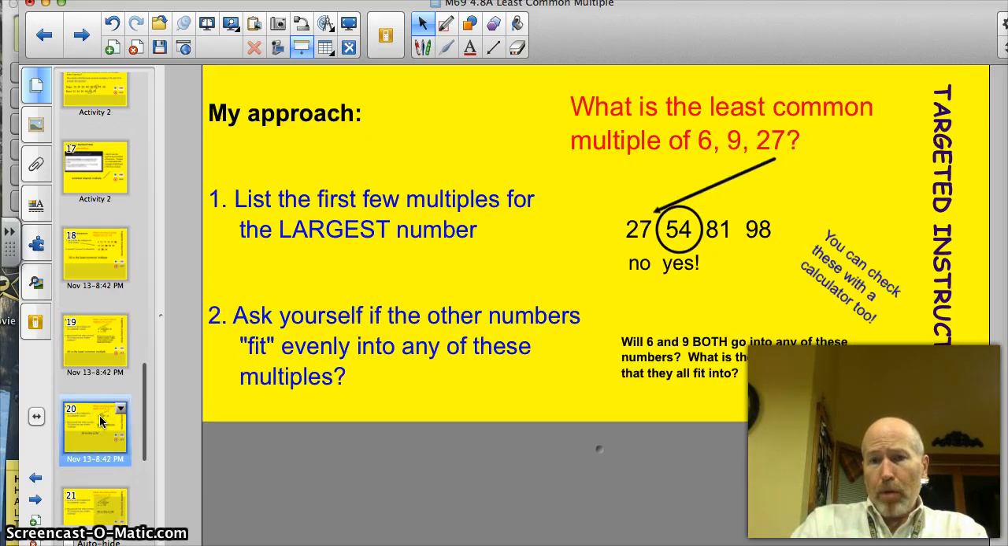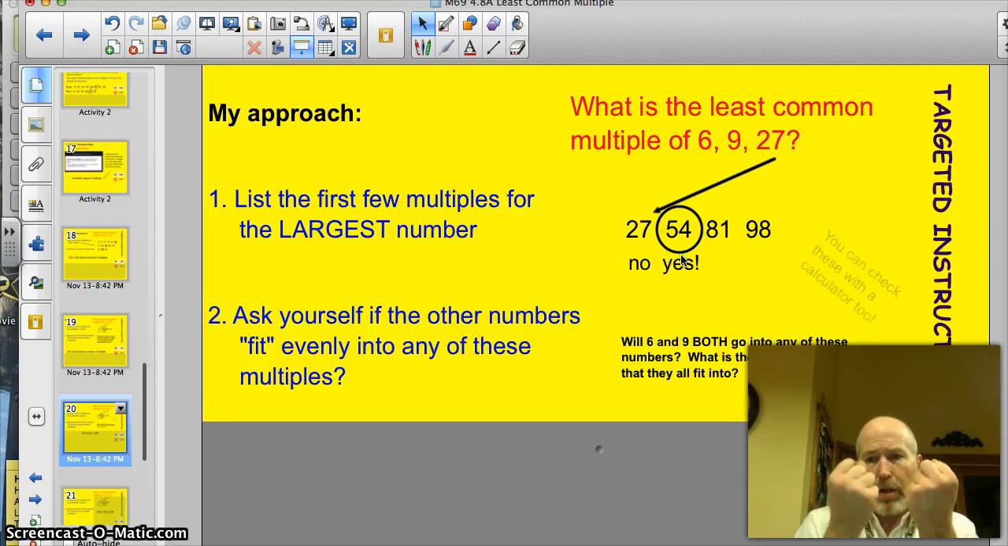What's the least common multiple of 6, 9, and 27? Well, take the largest number, which is 27, and I skip count by it. 27, 54, 81, 108. And then I look at the numbers. Will 6 and 9 go into 27? No. Will 6 and 9 go into 54? Yeah. Remember the trick? 1, 2, 3, 4, 5, 6, 54. You do the finger thing? Yeah, you know how to count by nines.